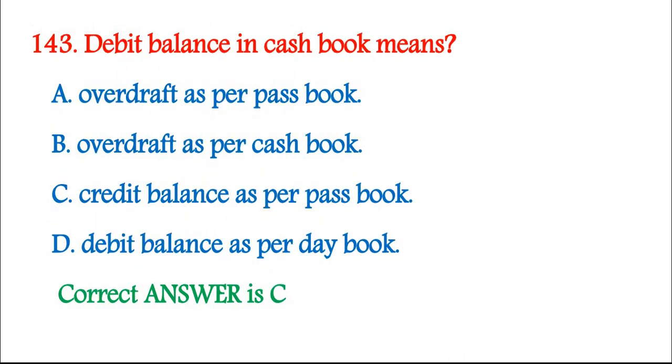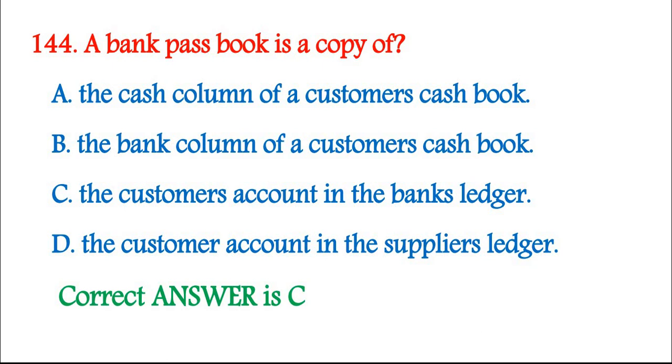143. Debit balance in cash book means A. overdraft as per pass book, B. overdraft as per cash book, C. credit balance as per pass book, D. debit balance as per day book. Correct answer is C. 144. A bank passbook is a copy of A. the cash column of a customer's cash book, B. the bank column of a customer's cash book, C. the customer's account in the bank's ledger, D. the customer account in the supplier's ledger. Correct answer is C.